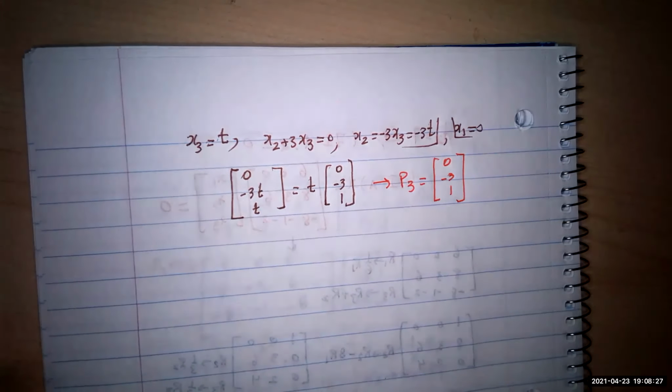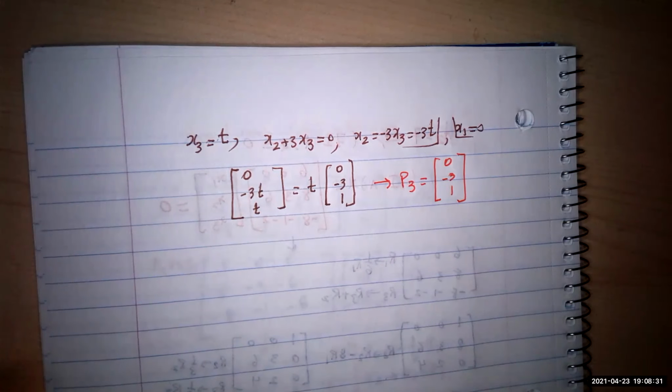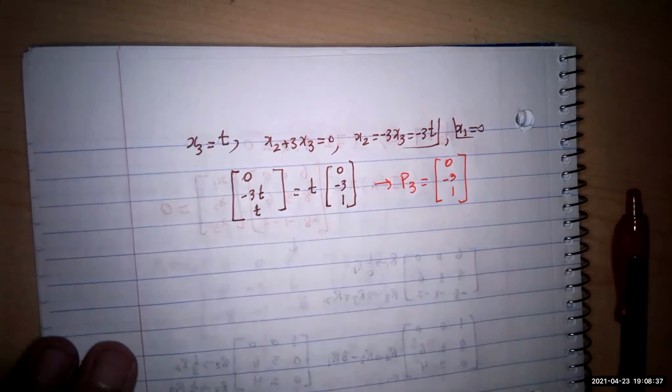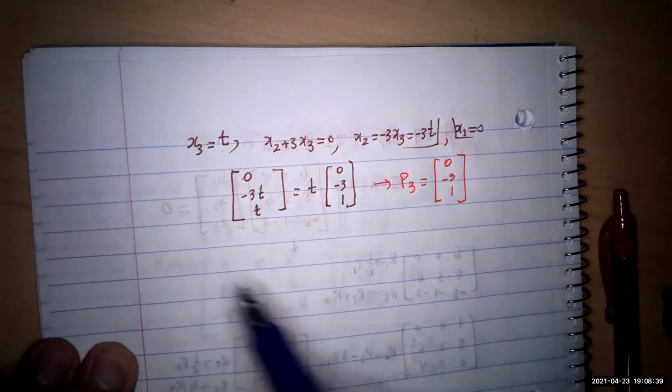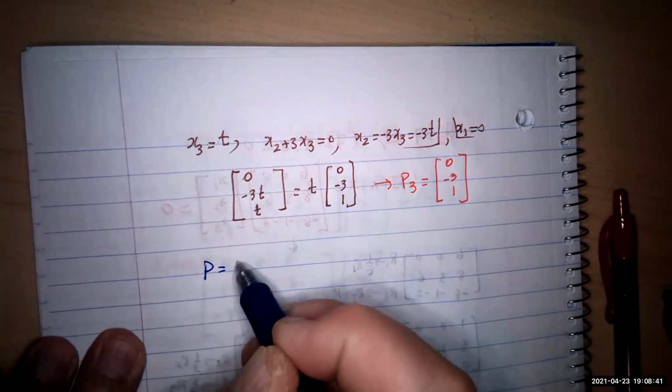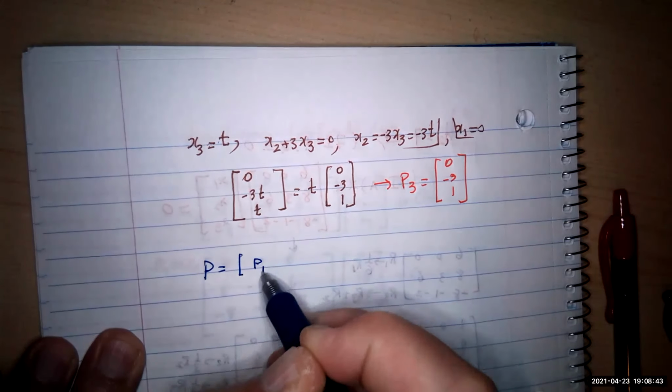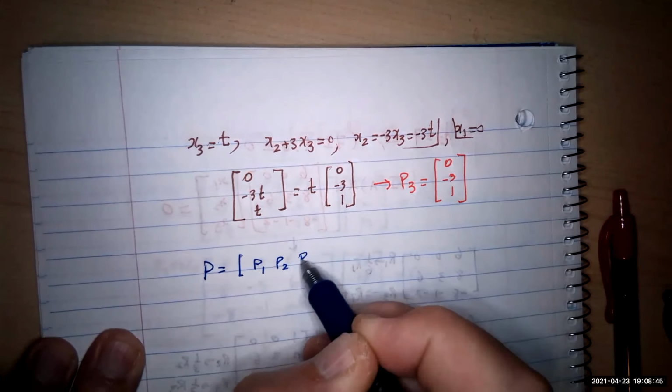Now we are ready to give you the matrix P. Remember, the matrix P is going to be the matrix whose columns are going to be P1, P2, P3. So there you are. The matrix P is going to be a matrix with these columns P1, P2, and P3.